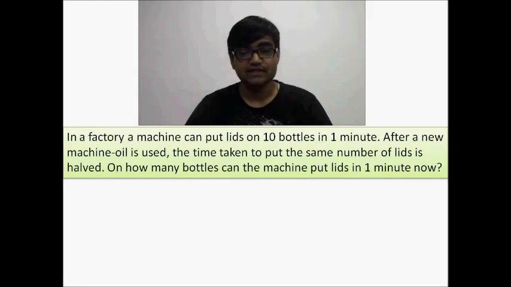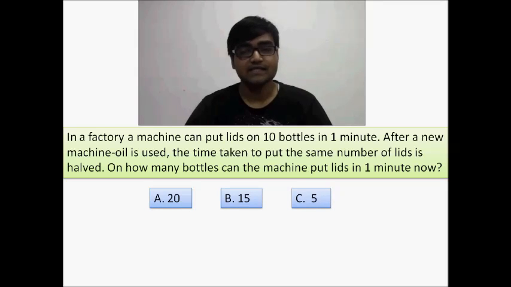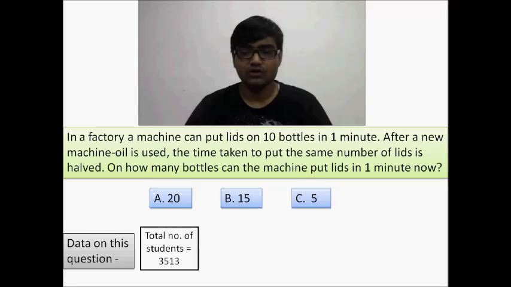Let us see another question. In this question, it is stated that in a factory, a machine can put lids on 10 bottles in 1 minute. After the new machine oil is used, the time taken to put the same number of lids is halved. On how many bottles can the machine put lids in 1 minute now? The options are A. 20, B. 15 and C. 5.